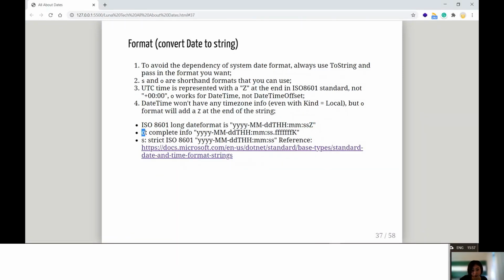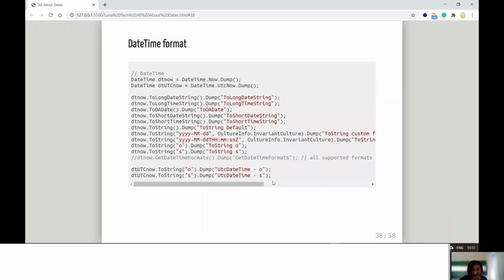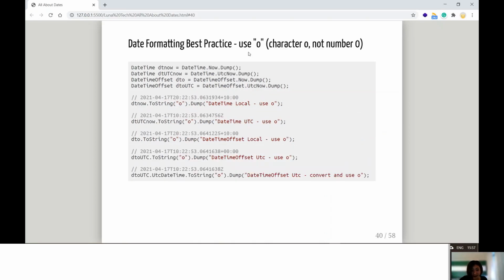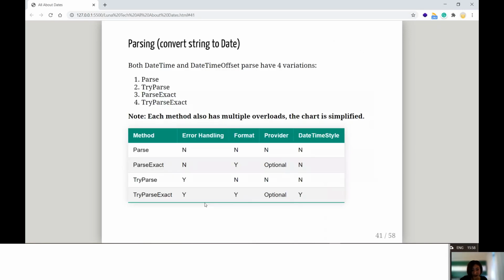Yeah, and you can also use a shorthand: O means the complete format, and S means a strict format. Basically these are all the methods we have, just a list of the methods. So this is the O format. If you try to convert a datetime to O format, it will become something like this, right? So this is just giving you guys some example.